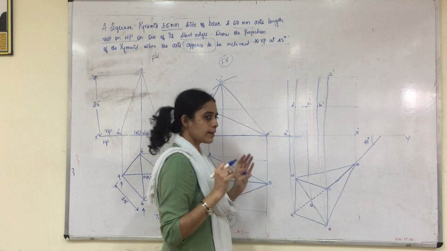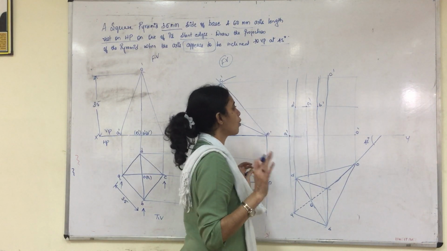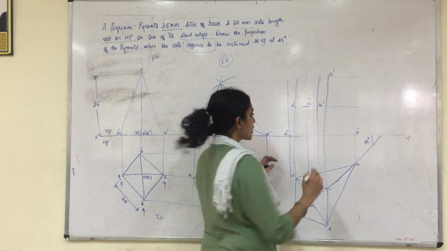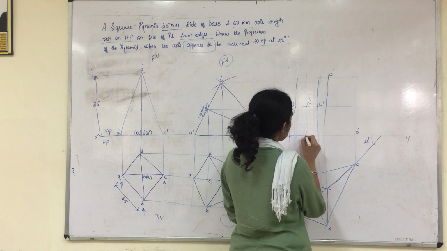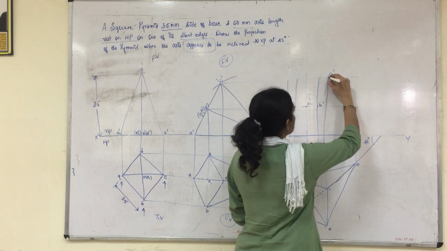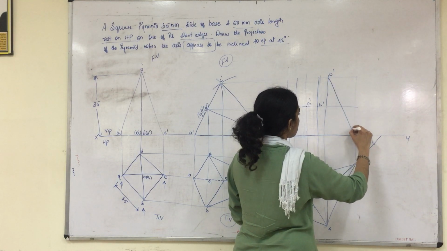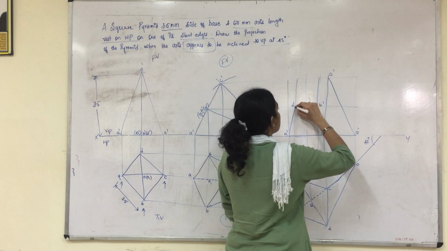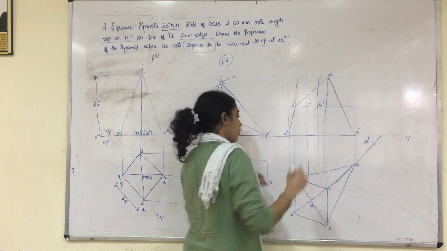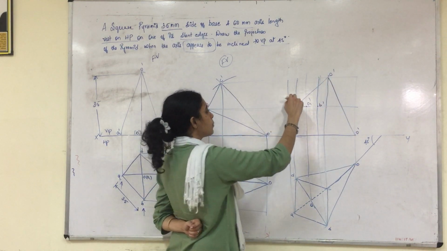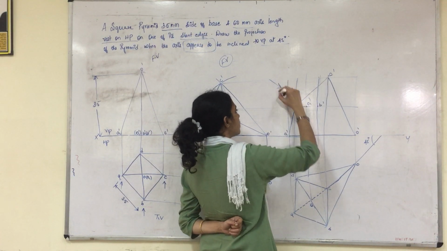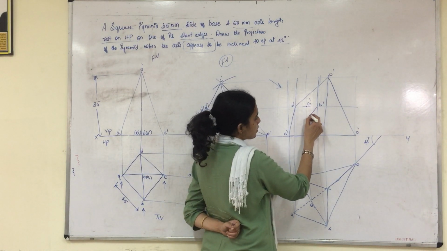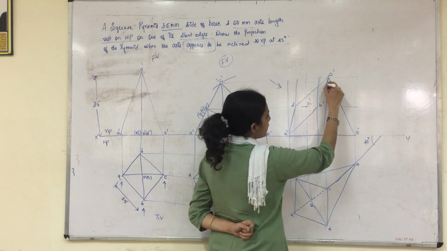And I told you, irrespective of any stage, the outer boundary will always be visible. So please darken the outer boundary. So the outer boundary is from A dash to O dash, C dash to O dash, A dash to D dash, D dash to C dash. Right? When the observer views from here, the bottom surface will be entirely visible. So please darken the bottom surface of the square pyramid.